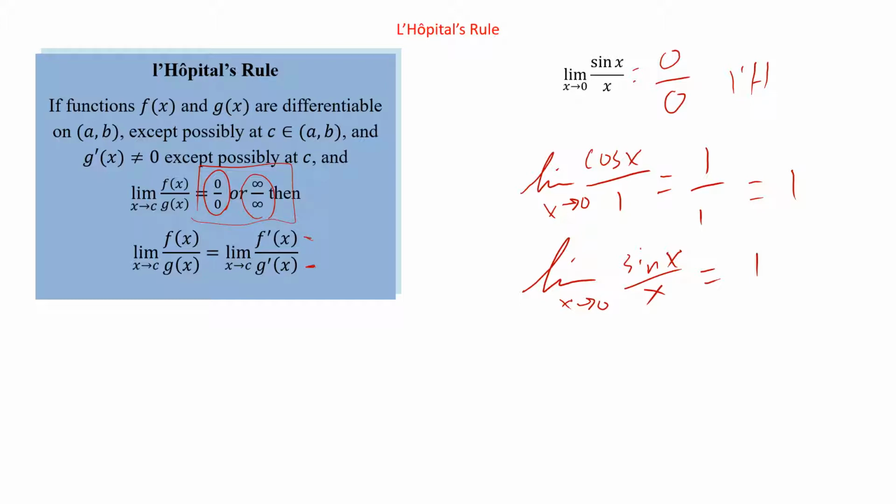Generally speaking, the functions will be differentiable, and g prime of x won't equal 0. That's not something that you have to worry about too much unless you have this weird function thrown at you. Usually it's going to be a function that we know, so it's not a problem.